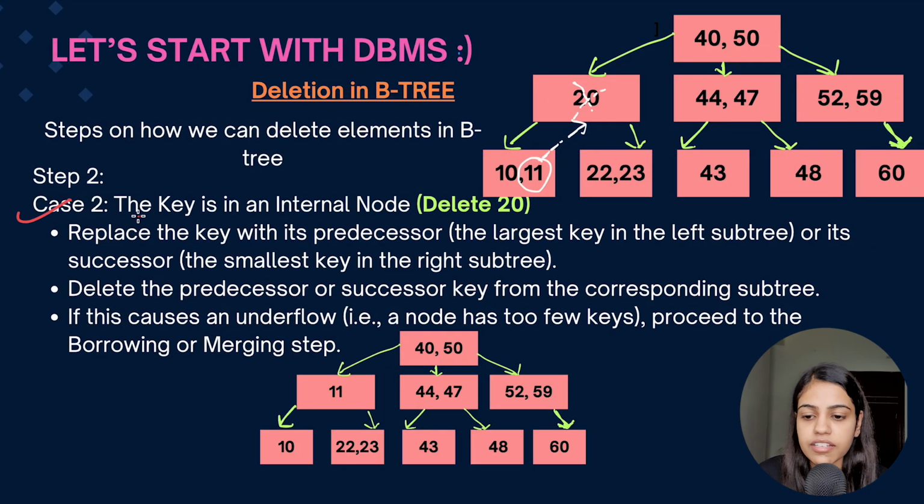Now coming to the next case, when the key is an internal node. In the last case we saw the leaf node. In this case we'll be seeing the internal node. So here we have to delete 20. Now 20 is an internal node here. So how does the deletion happen?